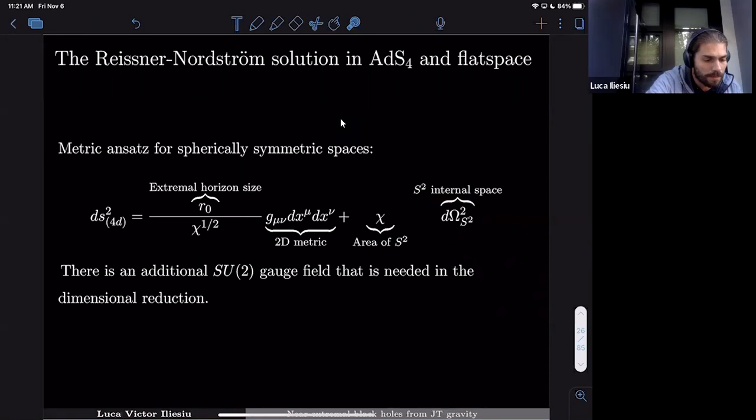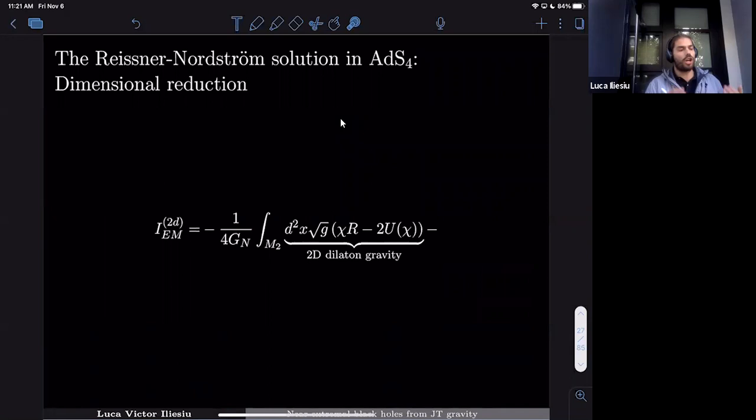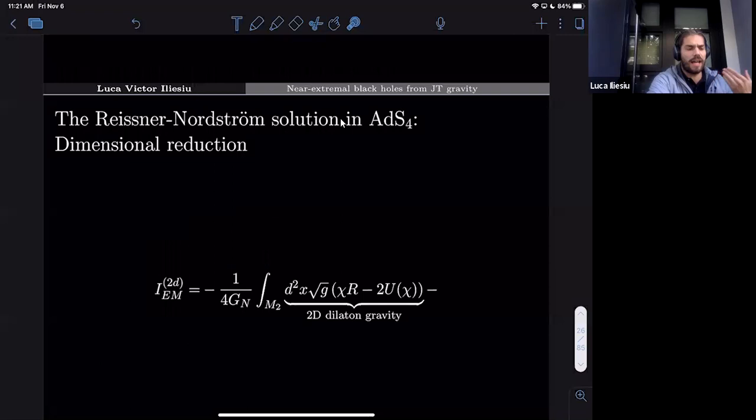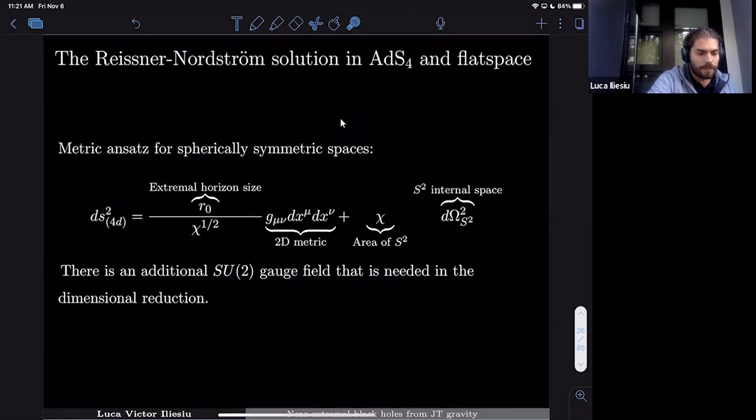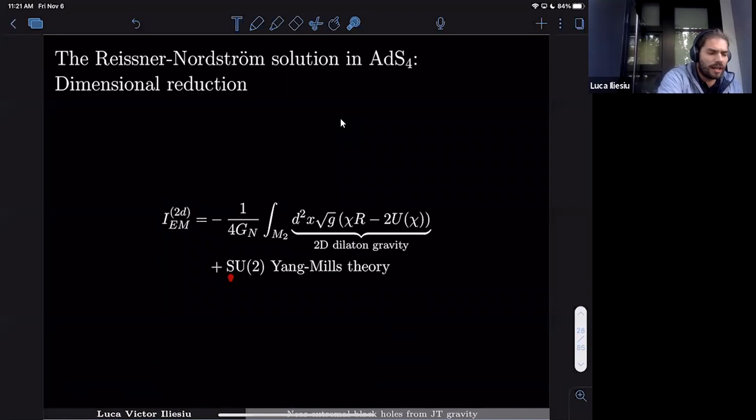If I just take this metric and plug it into the action that I previously mentioned, I get a more complicated two-dimensional theory that is still a gravitational theory, but this time it's a gravitational theory coupled to the scalar chi that parameterizes the area of the sphere as it goes in the radial direction. This two-dimensional theory is called 2D dilaton gravity. It's coupled to an SU(2) Yang-Mills field that appears because we do a dimensional reduction on a sphere. Victor, question?